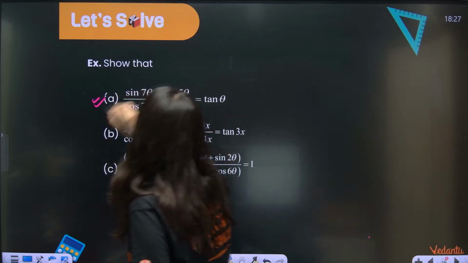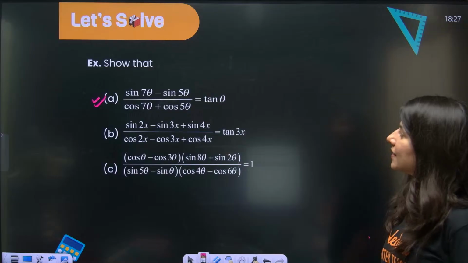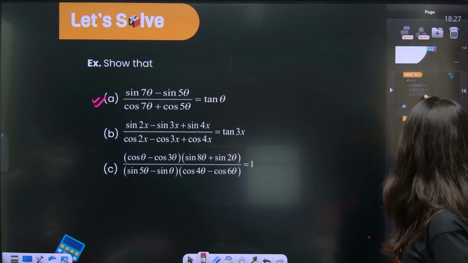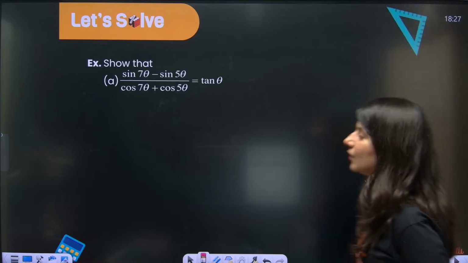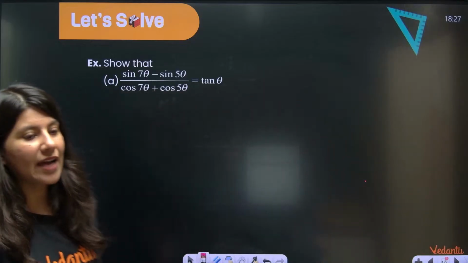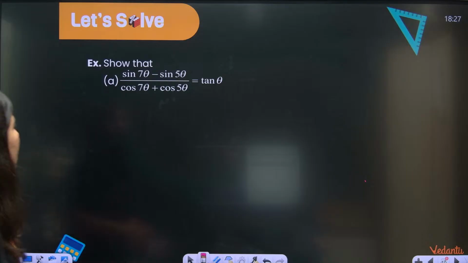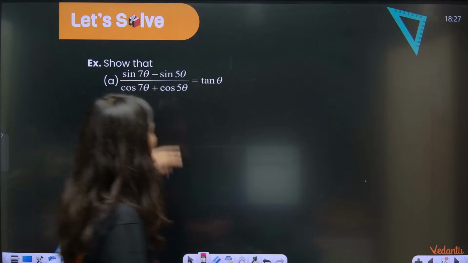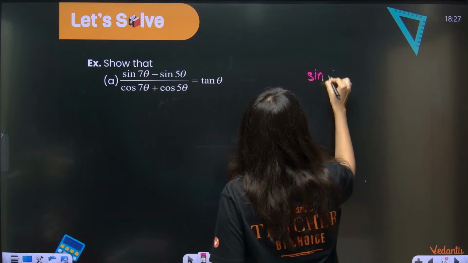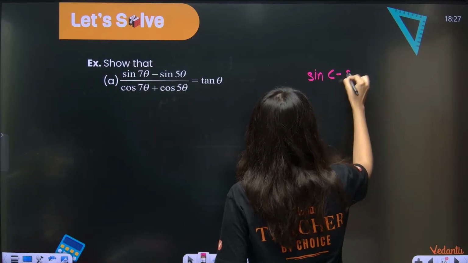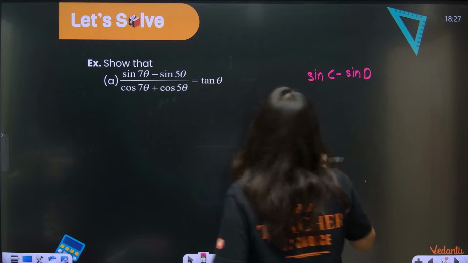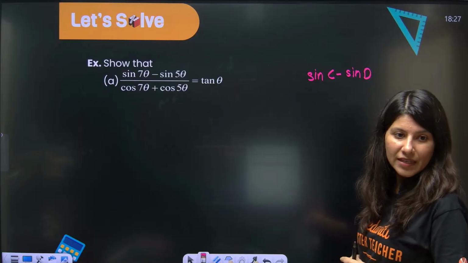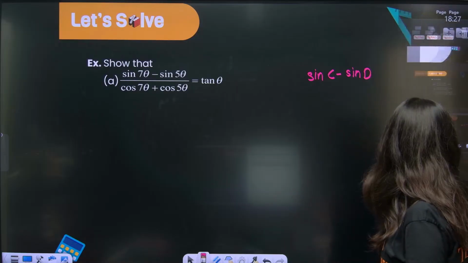Show that (sin 7 theta minus sin 5 theta) upon (cos 7 theta plus cos 5 theta). You need to solve this. I will give you 1 minute. Just apply sin C minus sin D, and don't look at the formulas. So tell me, sin C minus sin D is the number 2 formula of these 4.